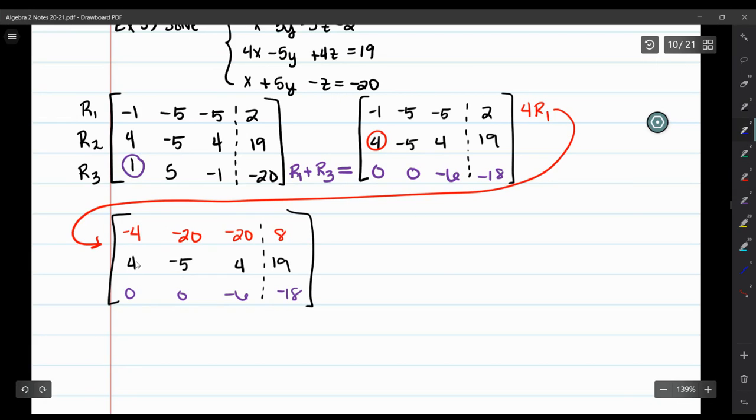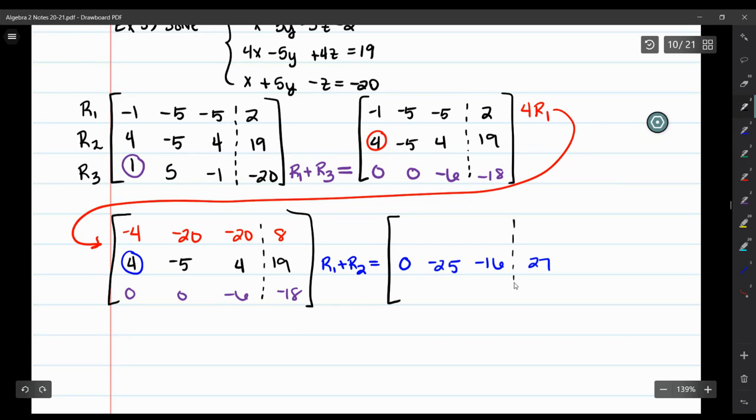Now, we do still need this to be a 0. But now that I have a negative 4 above it, I can use row 1 and add that to row 2 in order to get a 0 in the spot that I need. So if we have negative 4 plus 4, we get 0. Negative 20 plus a negative 5 makes negative 25. Negative 20 plus 4 makes negative 16. And 8 plus 19 makes 27.